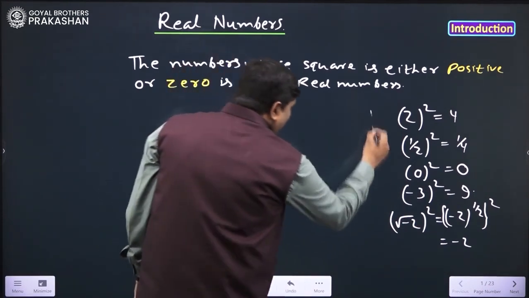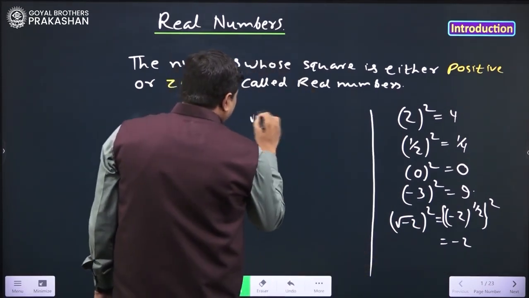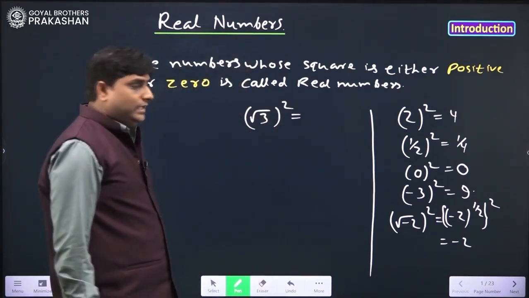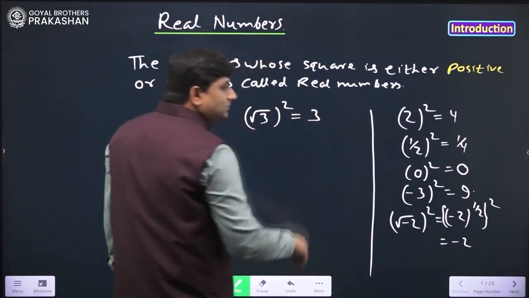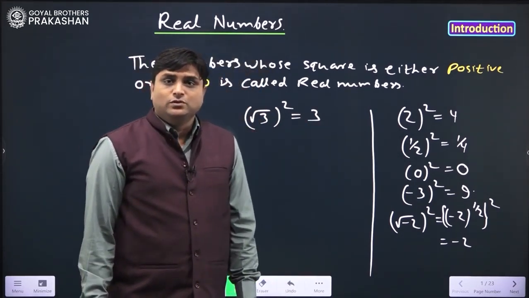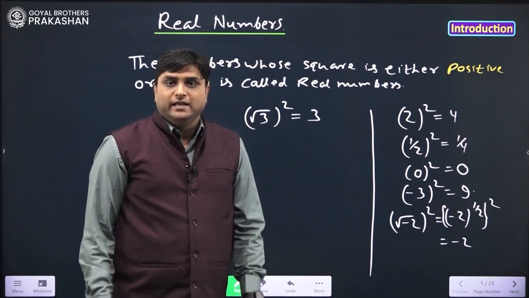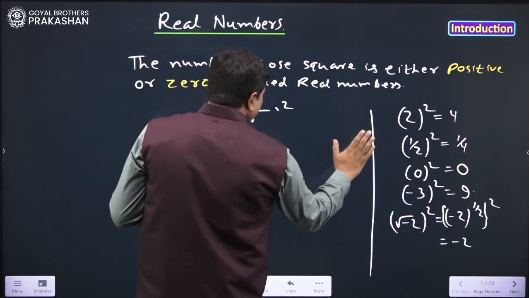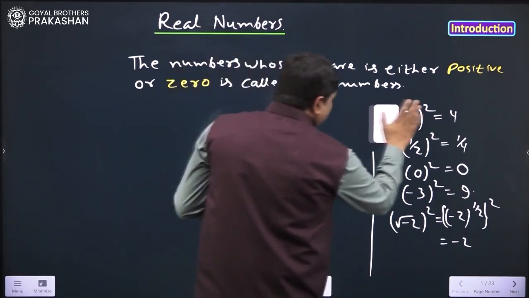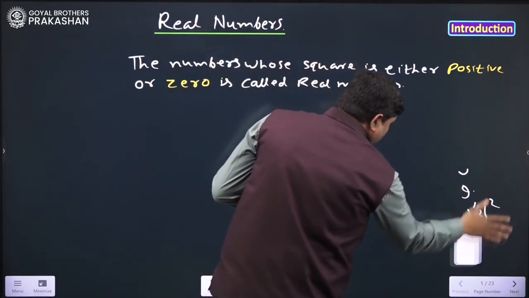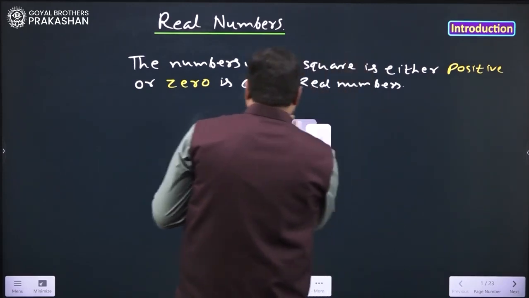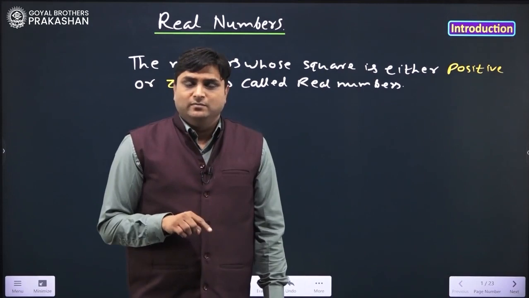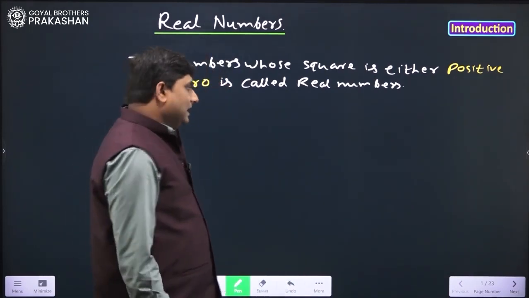So let me take some more examples. If I find the square of root 3, it will be 3, again a positive number. It means root 3 is also a real number. So I hope this is clear to all of you. What are real numbers? The numbers whose square is either 0 or positive are called real numbers, and the number which is not real is called an imaginary number. In detail about imaginary numbers you will study in higher classes.